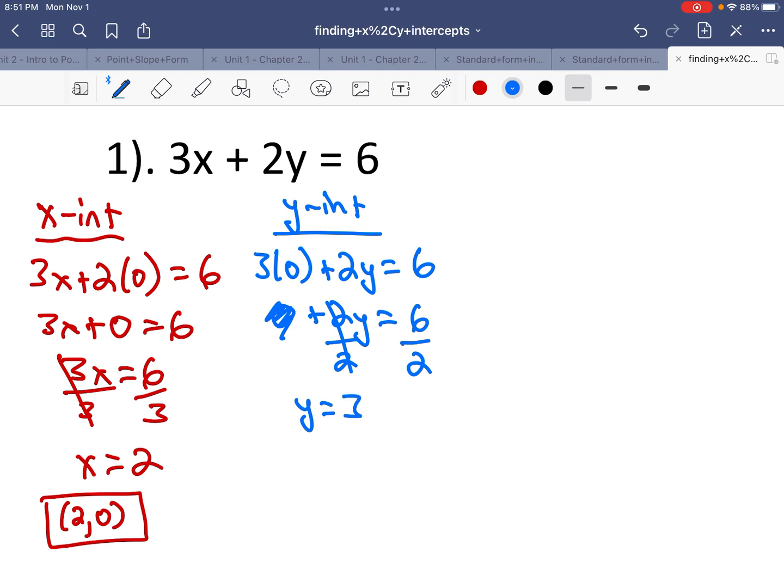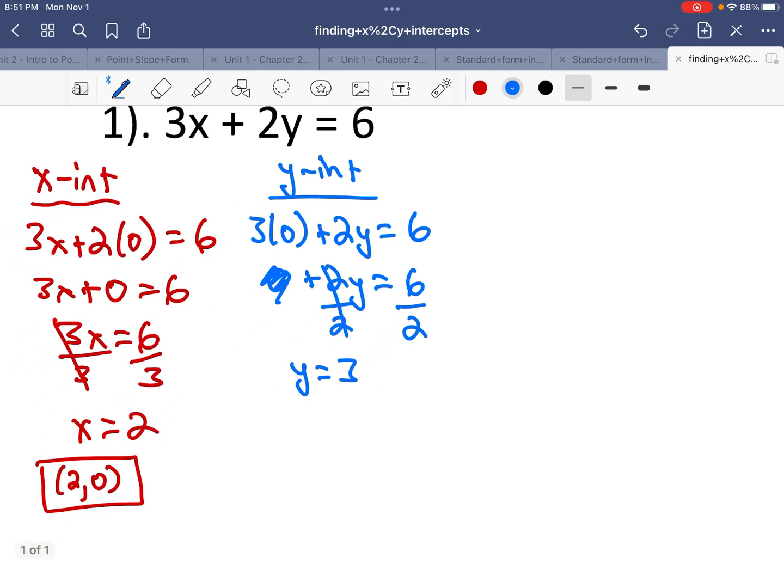Now, what we want to do is write that as an ordered pair. Anytime the y-intercept is a number, we always write 0, comma, whatever that number is. In this case, it was 3. Okay, and that's it. That's all we got to do. Just go through the process.